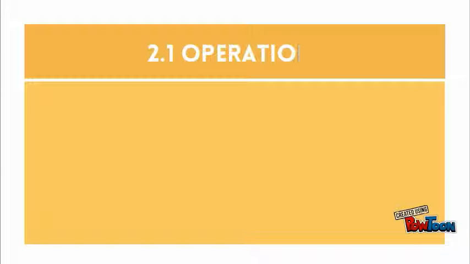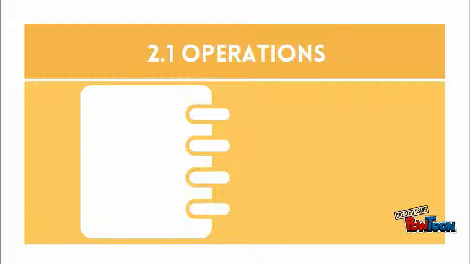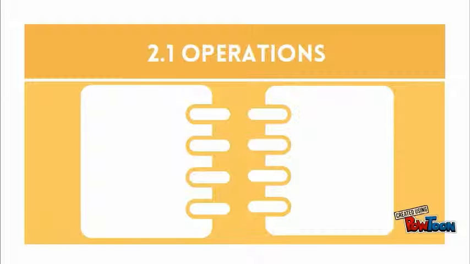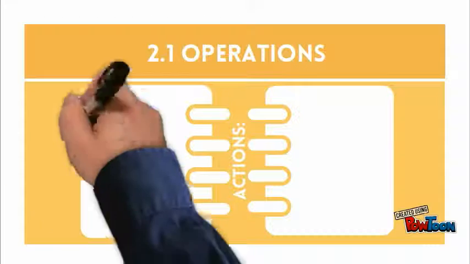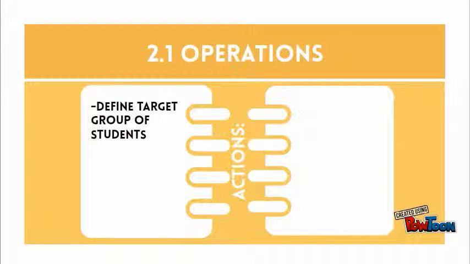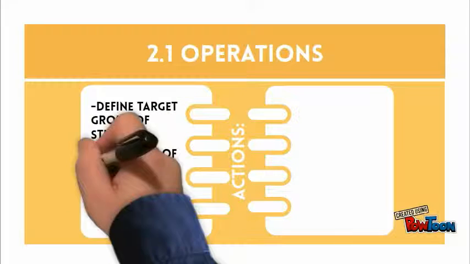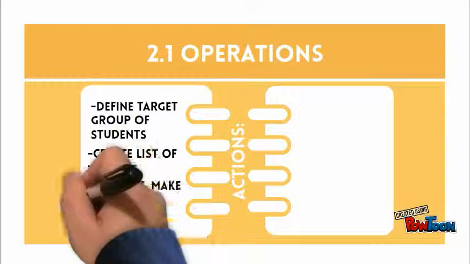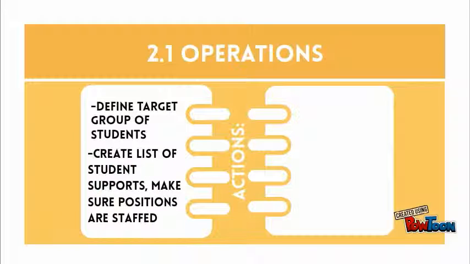Section 2.1 discussed the operations component of a blended learning program. Operations affects nearly every area of the implementation process, and so it is one of the most complex focus areas. The first action is to define a target group of students in order to recruit students to your program. After that, define their needs and create a list of the support you need to provide. Make sure those positions are staffed or start the recruitment process to staff them.